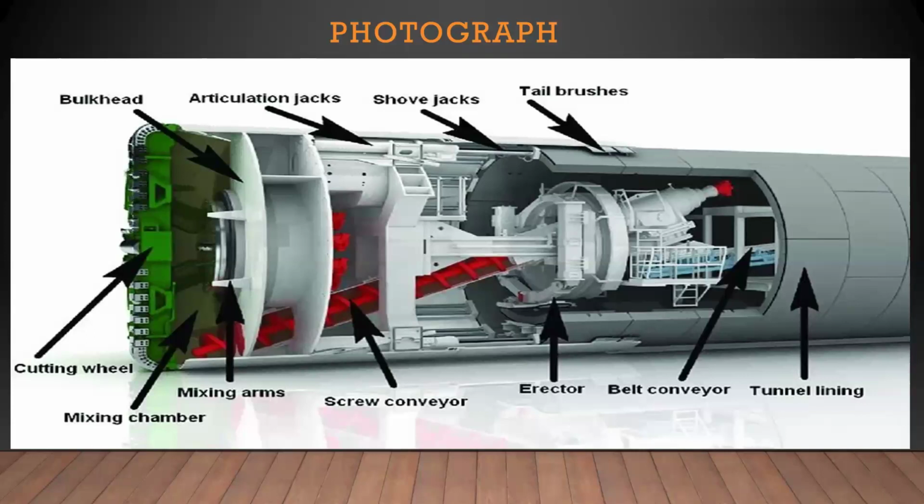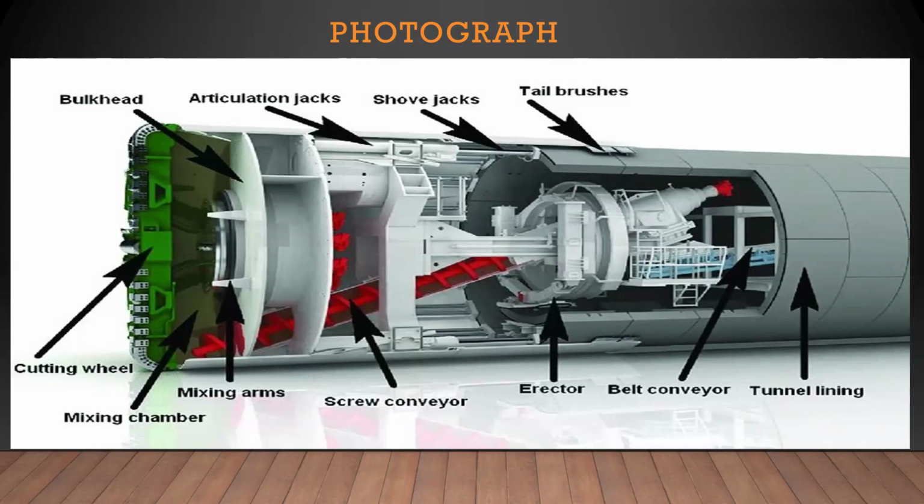This photograph is indicating the cutter wheel, mixing arm, mixing chamber, and screw conveyors. The excavated muck material will be conveyed through this screw conveyor. Then the erector will build the ring. As already said, there are 6 pieces of segment to form one ring. So this erector will build the ring, then the belt conveyor. The excavated material will be conveyed through the screw conveyor and then through this belt conveyor.